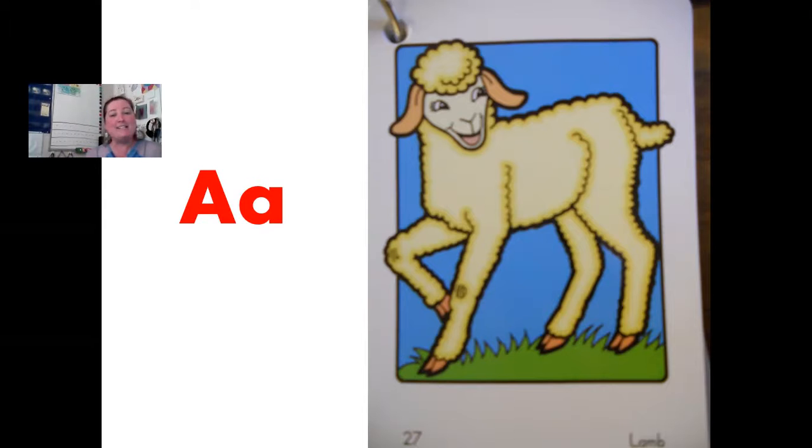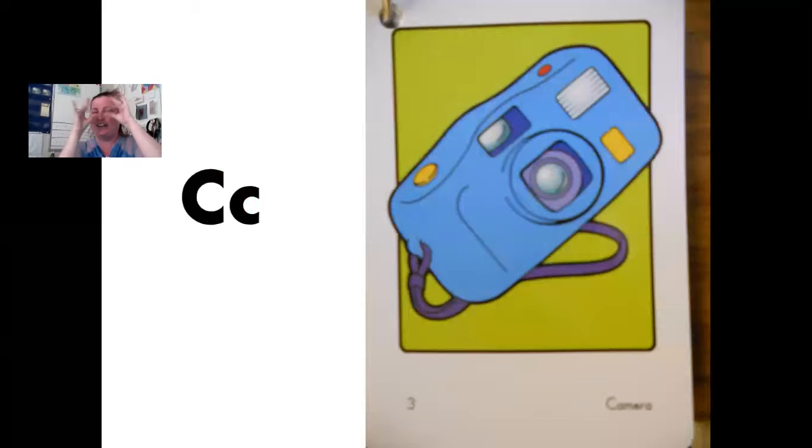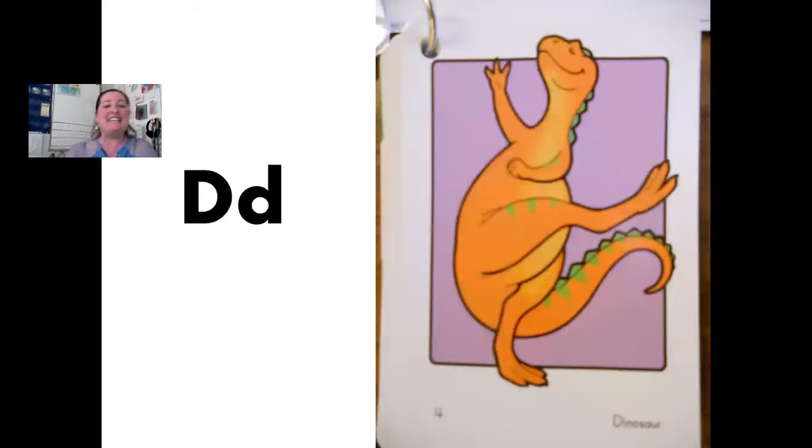So let's go ahead and start with our sounds. We're going to act them out. So here is A, and you know it has a long and short sound because it's red and it's a vowel. So A is short and A is long. Let's do our next one. B, C, D.